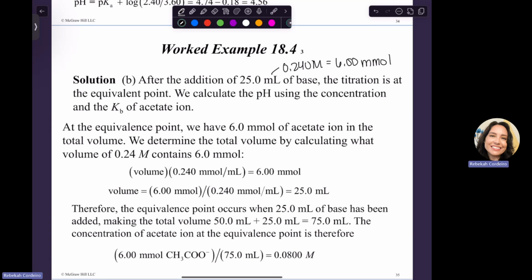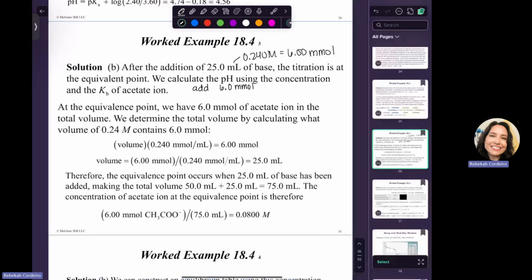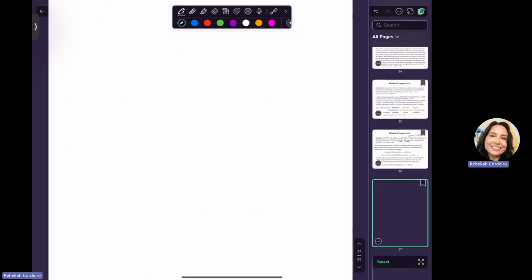So we'll have, add, we have 6 millimoles. I need to probably do this on a separate page here.